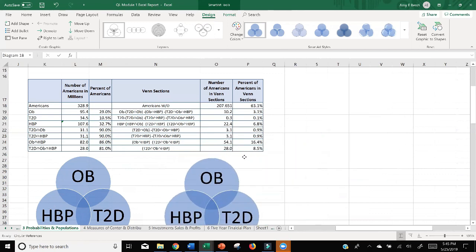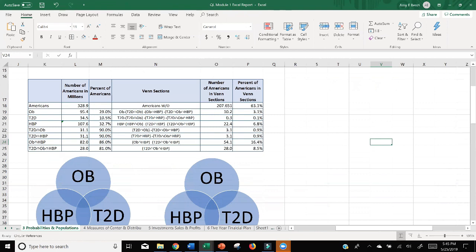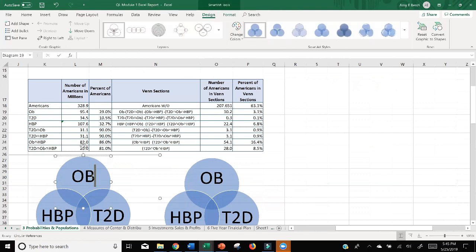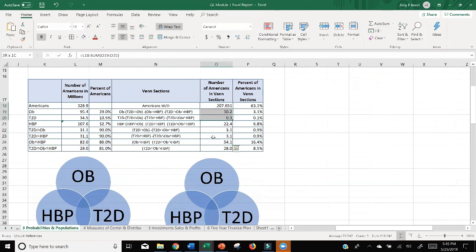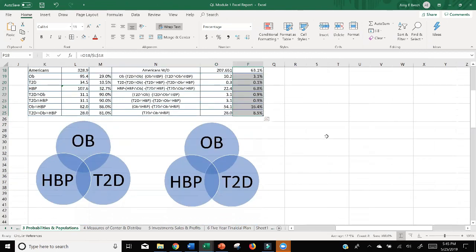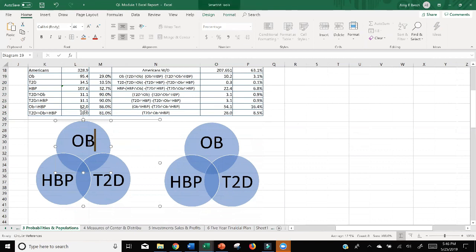So the other thing we're going to do is under obese, I am going to type in the number. We're going to get 2 different sets of data here. First, we're going to look at our first Venn diagram for the number of people in millions, and then our second Venn diagram is going to be reported in percentages. So the number of obese people in America is 10.2 million.